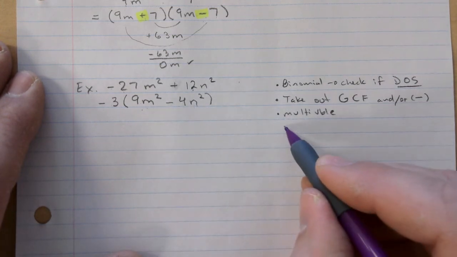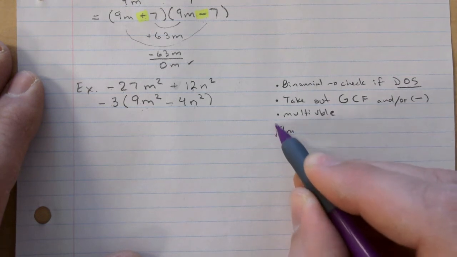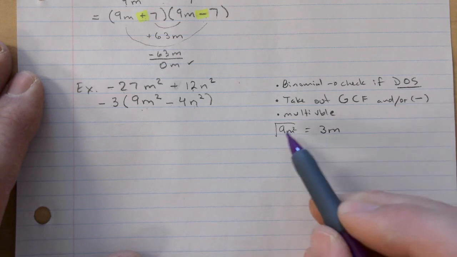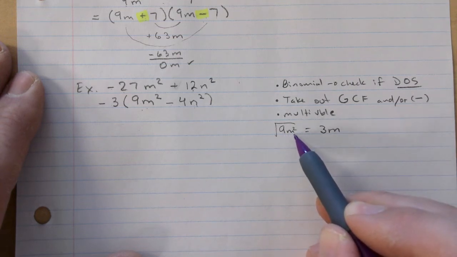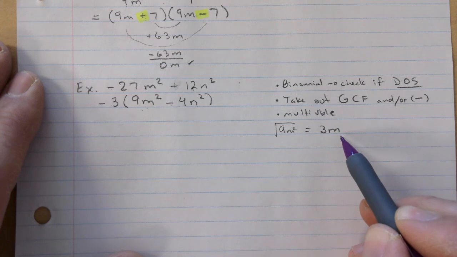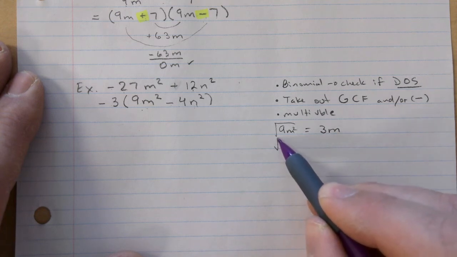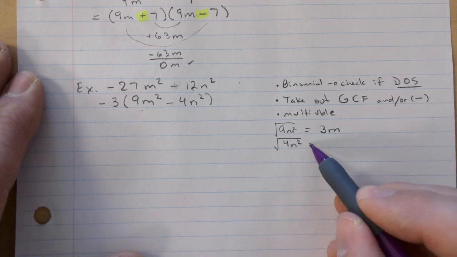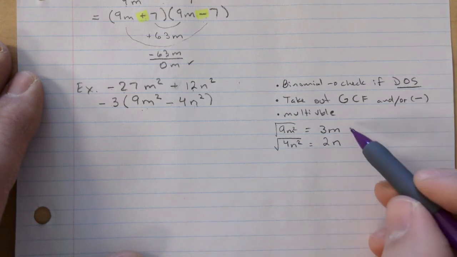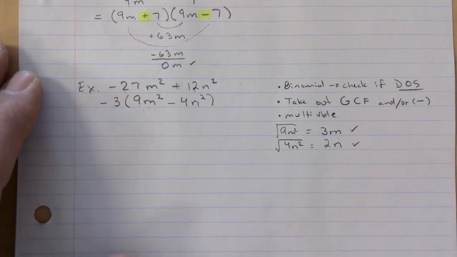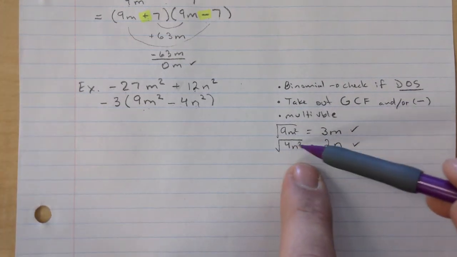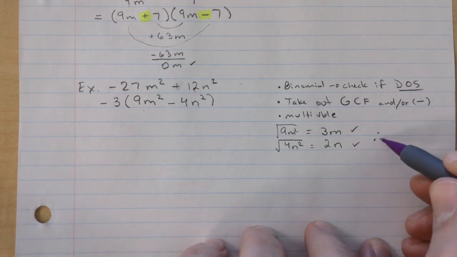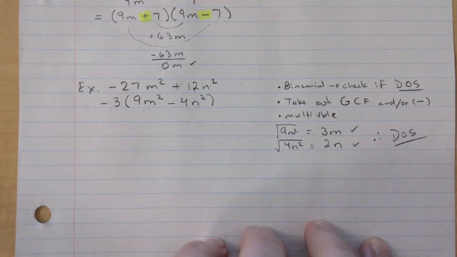Let's do the check here on the side. The square root of 9m squared is going to be 3m, because 9 is a perfect square, and the square root of m squared is just m. And then you do another check here, 4n squared. That gives you 2n. So you can take the square root of both of them and have no root left. Therefore, it's a difference of squares.